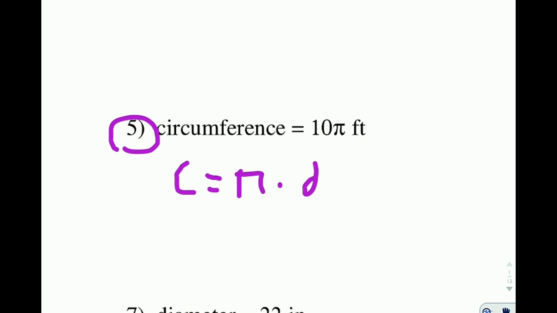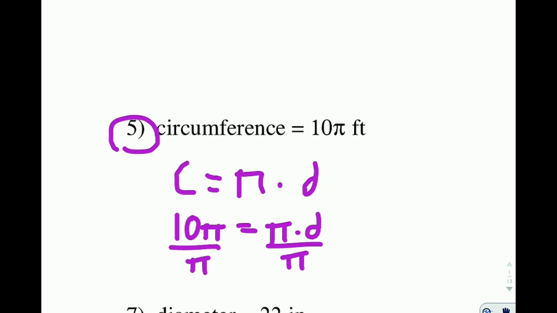Now I know that my circumference is 10 pi. So 10 pi is equal to pi times diameter. If I want to get diameter alone, I need to divide out the pi from both sides. So I'm going to divide both sides by pi. That cancels these two out to 1, leaving me with just my diameter. On the other side, I also happen to get that to cancel out. That doesn't always happen, but in this case it does. So then I have 10 equal to d. So my diameter is 10.